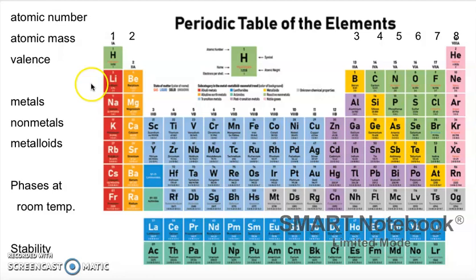So we're about to run out of time in this video, but I want you to know some of these right here: what the atomic number, mass, and valence are, where the metals, nonmetals, and metalloids are, a little bit about the phases and the stability of metals and nonmetals on the periodic table as well. Hope you learned a little bit.